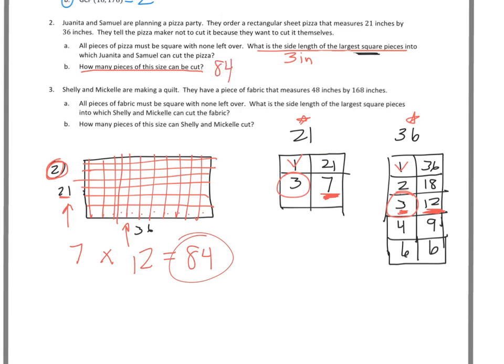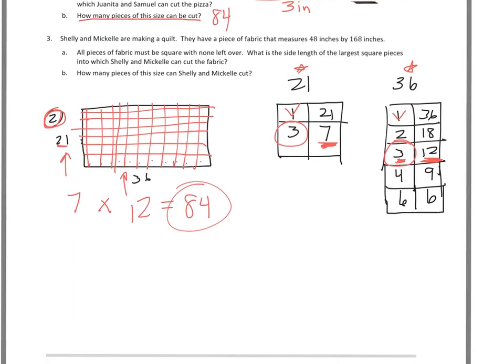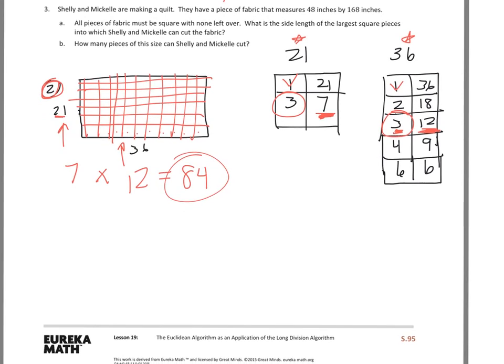So that's 2. Let's take a look at 3 now. So for 3 it says, Shelley and Mikkel are making a quilt. They have a piece of fabric that measures 48 inches by 168 inches. A says, all pieces of fabric must be square with none left over. What is the side length of the largest square pieces into which Shelley and Mikkel can cut the fabric?